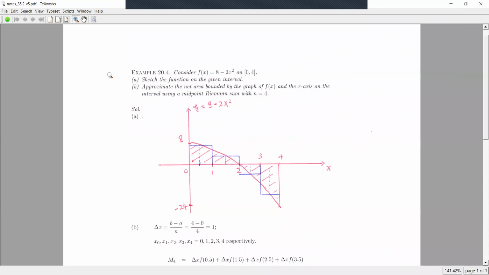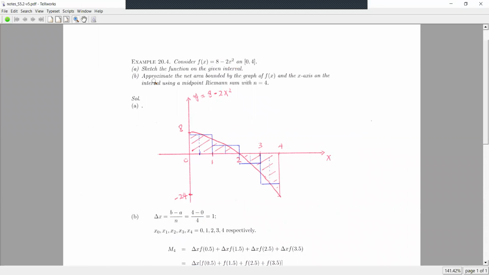Here is the last example. This example is about the definition of the integral. Consider this function on this interval. Question A, sketch the function on the given interval. The graph of this function is a parabola, open downward, because the coefficient of the x squared term is negative, so the parabola is open downward. The parabola intersects the x-axis at 2.